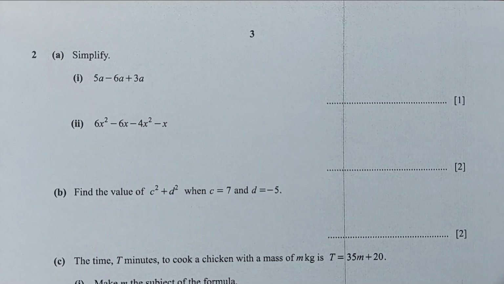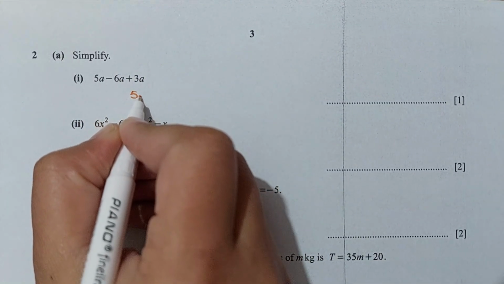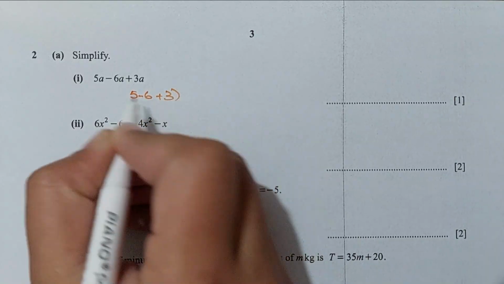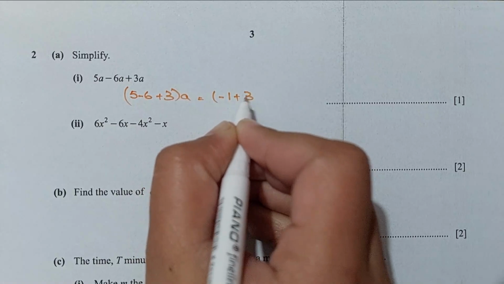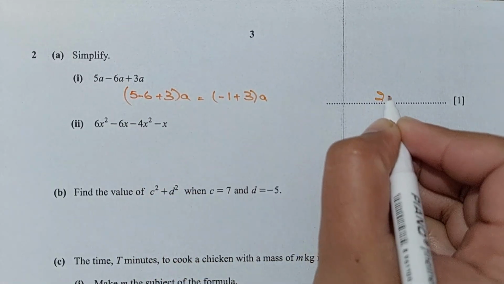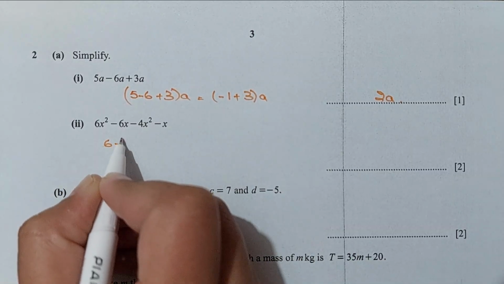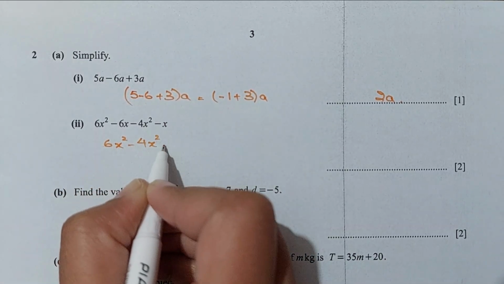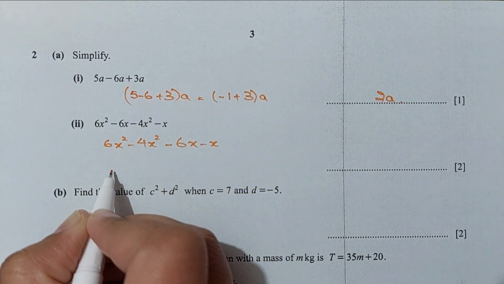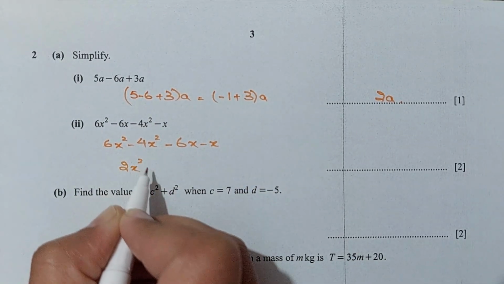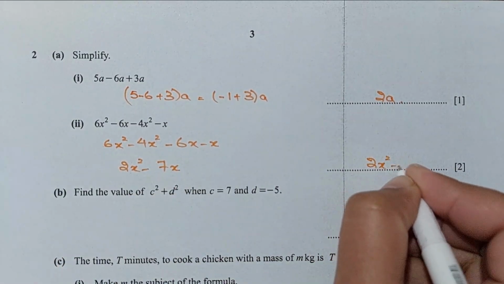Question number 2 part A, simplify number 1. These are all the a's: 5a minus 6a plus 3a. Let's take a common. 5 take away 6 is negative 1, and adding 3, this is 2a. Number 2. The x squared components are 6x squared and minus 4x squared, and the x components are minus 6x and minus x. So 6 minus 4 is 2x squared, and minus 6 minus x is minus 7x. So 2x squared minus 7x.